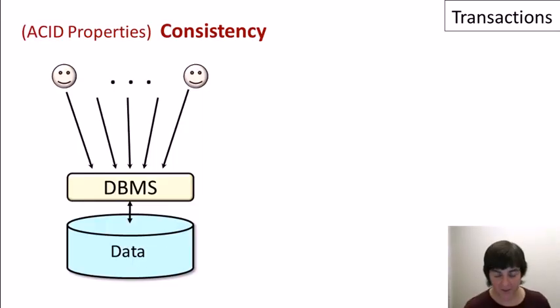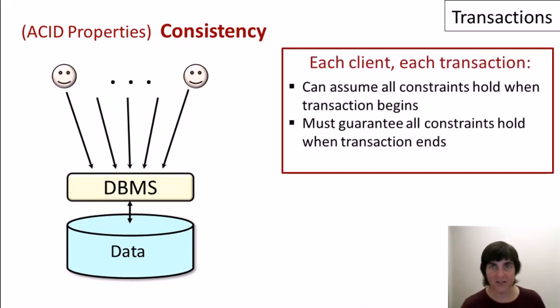Finally, let's talk about consistency. The consistency property talks about how transactions interact with the integrity constraints that may hold on a database. As a reminder, an integrity constraint is a specification of which database states are legal. Transactions are actually very helpful in the management of constraints. Specifically, when we have multiple clients interacting with the database in an interleaved fashion, we can have a setup where each client can assume that when it begins, it operates on a database that satisfies all integrity constraints. Then each client must guarantee that all constraints hold when the transaction ends, and that's typically guaranteed by the constraint enforcement subsystem.